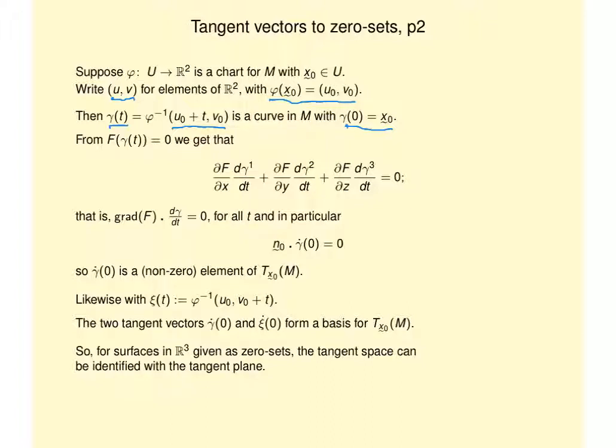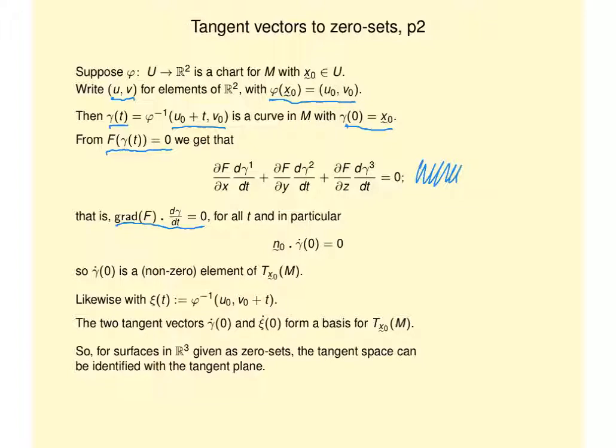Now, our gamma is in f inverse of 0, so f composed with gamma is constant at 0, and therefore when we differentiate, we get this equation here, which is precisely that the grad of f dotted with d gamma dt is 0. In other words, gamma is in, or rather, d gamma dt is in the tangent plane to the surface. And of course, that's what we expect.